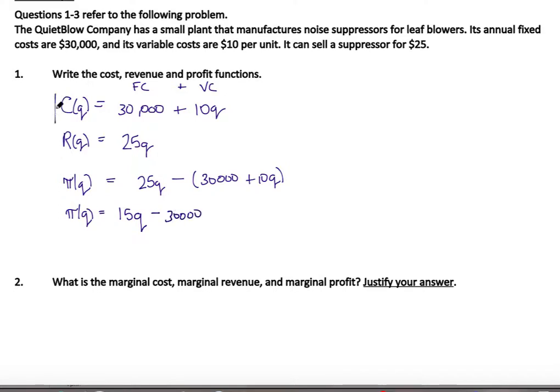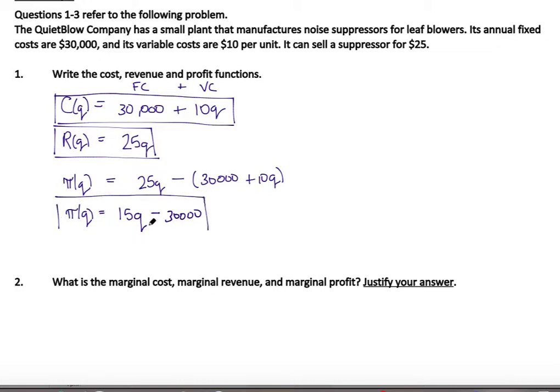So we have cost function from our fixed and variable. We have our revenue function from our fixed price. And we have a profit function, which is revenue minus cost.